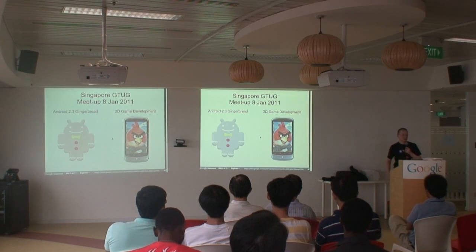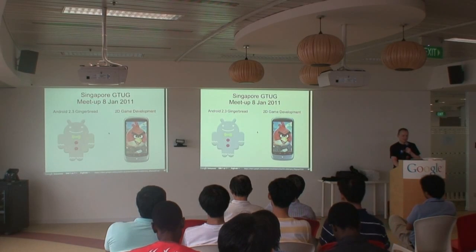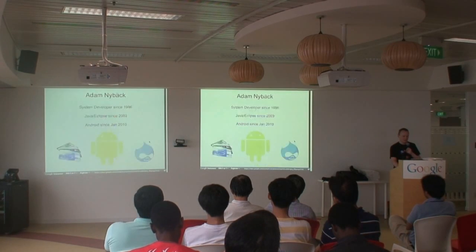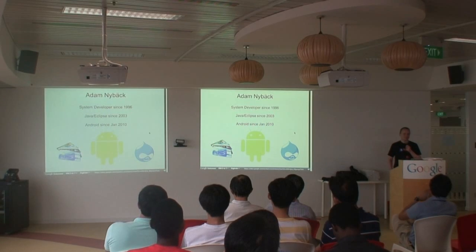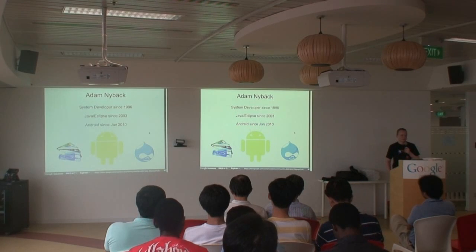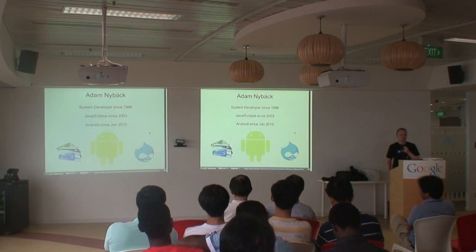So I'm going to talk about Android 2.3 Gingerbread. But before I do that, I'll just introduce myself a little bit more, my background. I've been a system developer since 1996, and I've been using Java since 2003, and started doing Android development in January 2010.